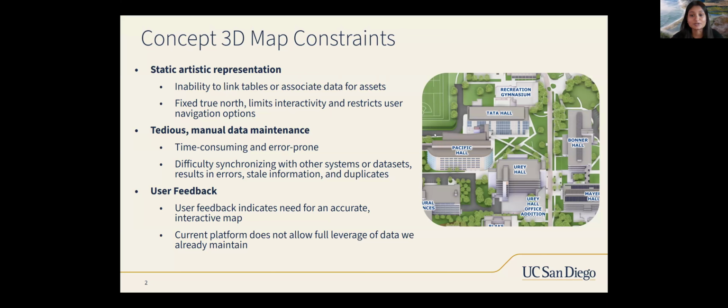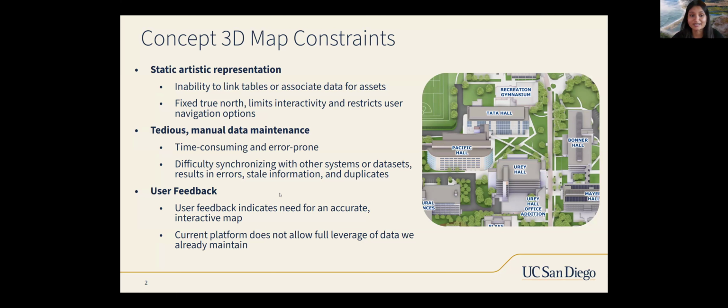We're not able to view different orientations of the campus on this platform, and that limits interactivity and restricts user navigation options significantly. The maintenance of the map is tedious, to say the least. Updating records is entirely manual and has to be done individually, and naturally that's error prone. We can't synchronize it with our other data sets, which means updating two different data sets in different places at the same time. That eats up a lot of time and sometimes leads to stale information.